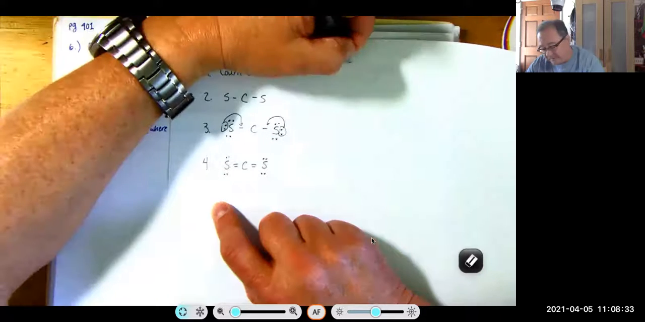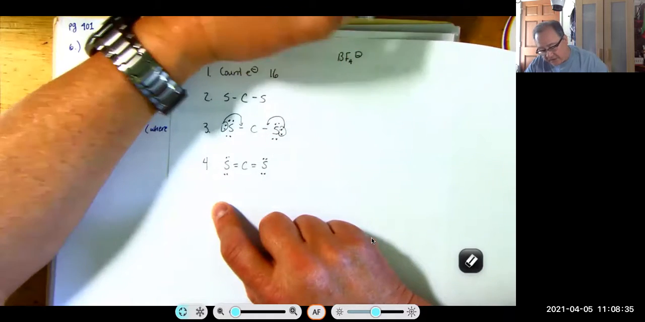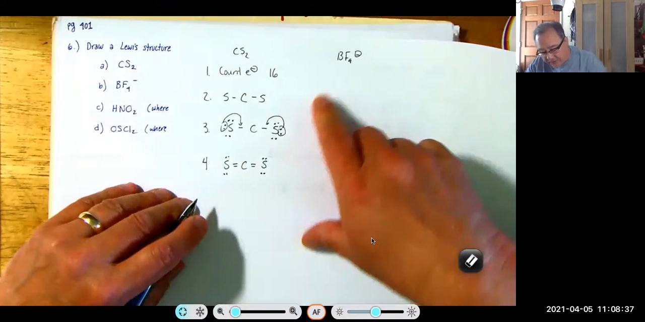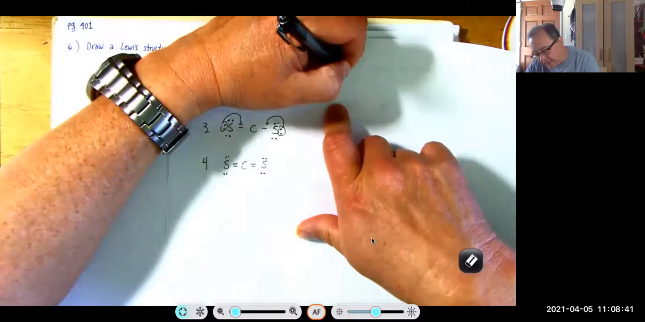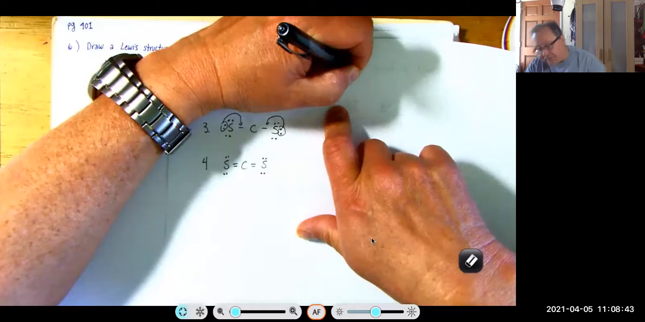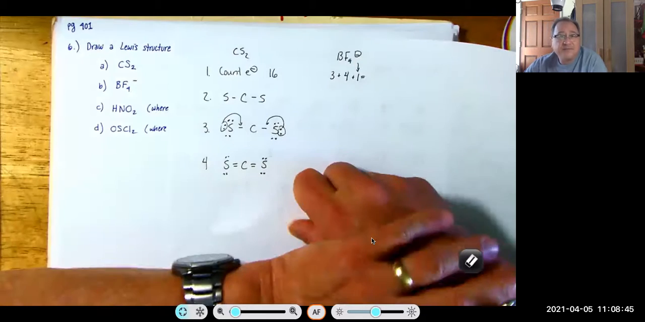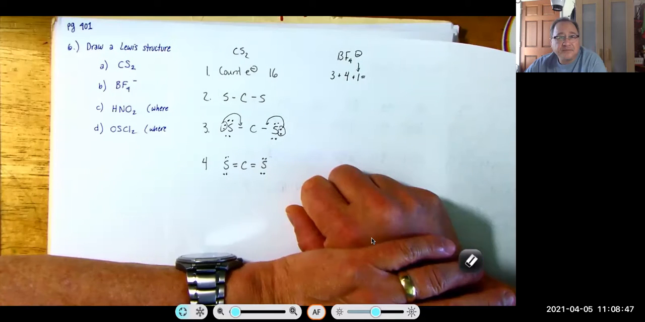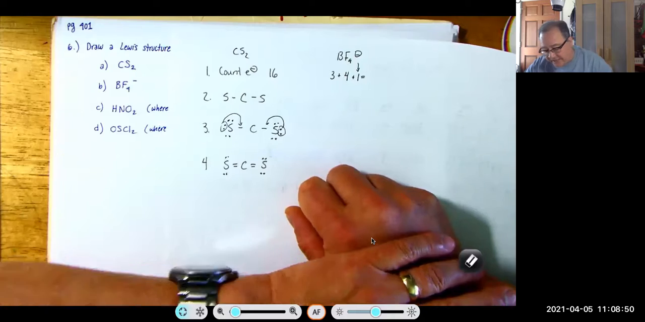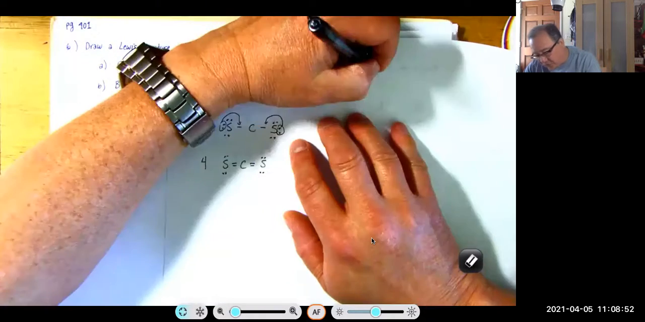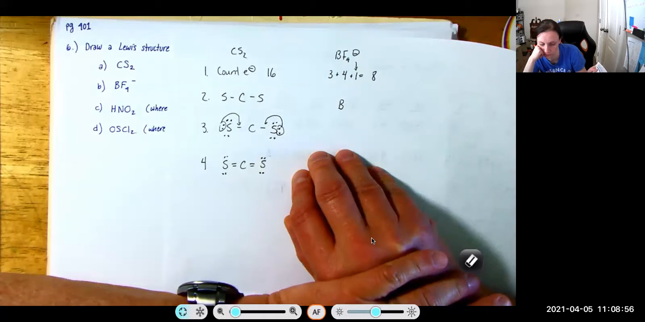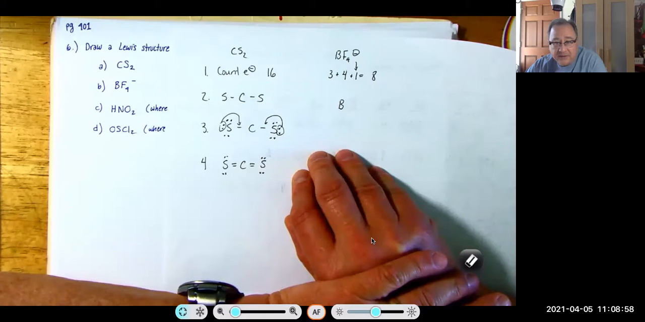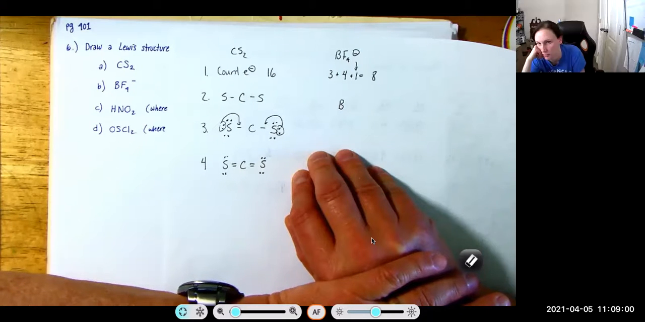And then for BF4 minus, if you count electrons, you've got 3 for boron, plus 4 for fluorine, plus 1 for the negative charge. So that's 8. You're going to put boron in the middle because it normally makes 3 bonds and fluorine makes 1. So we have 4 fluorine.